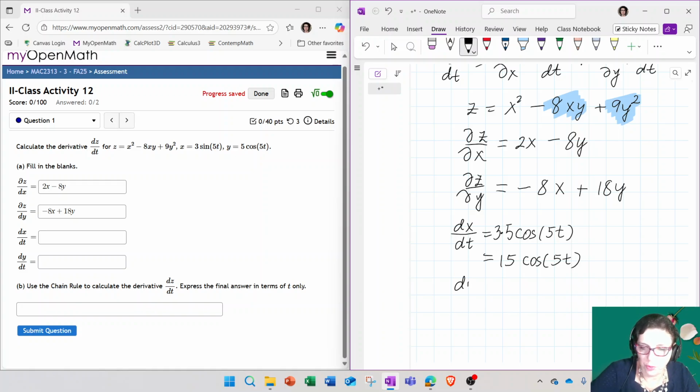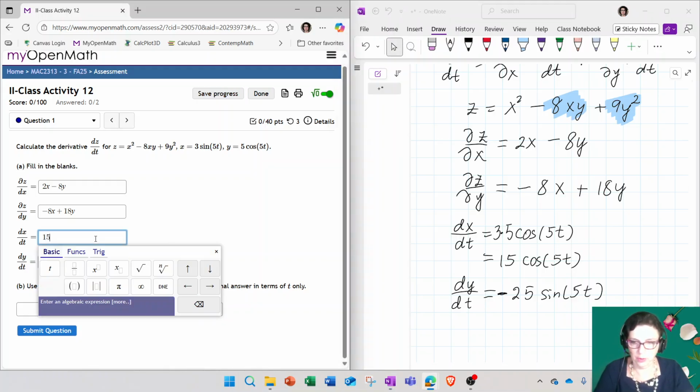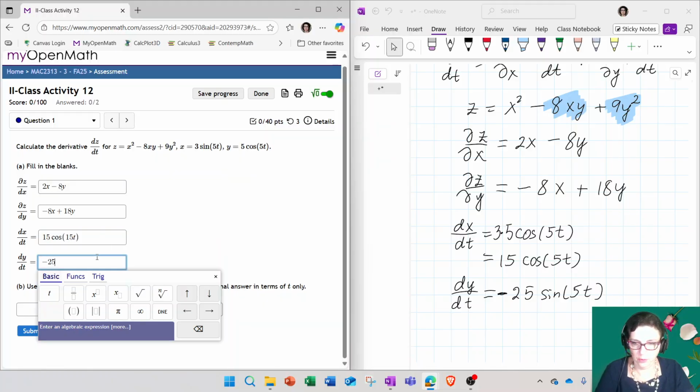And let me also do the derivative of y with respect to t, but there's only one variable. So to make the long story short, that's going to be 25 sine 5t, except if you remember, the derivative of sine is cosine, but the derivative of cosine is negative sine. So this is going to be negative. Okay, so that will go here and over here.